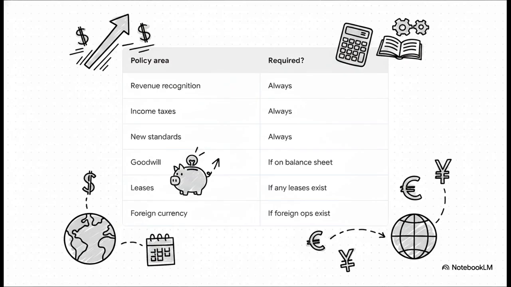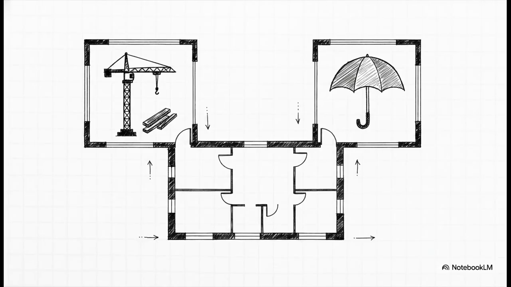Other policies like goodwill, leases, and foreign currency are conditional, meaning they're only required if those specific items actually exist in the company's operations or on their balance sheet. But remember, the completeness checklist is just a baseline, not a ceiling. An insurance company or a massive construction firm will have their own highly complex, industry-specific rooms to add to this baseline blueprint. The SSAP has to ultimately reflect the specific economic realities of that exact business.